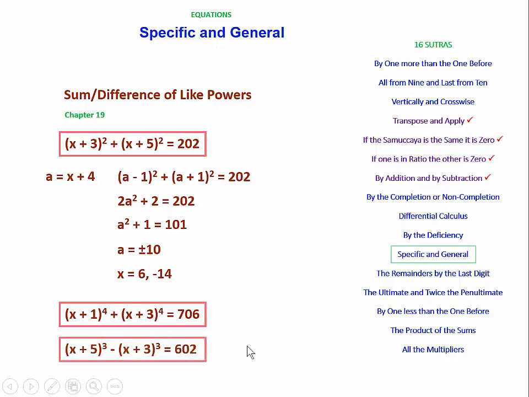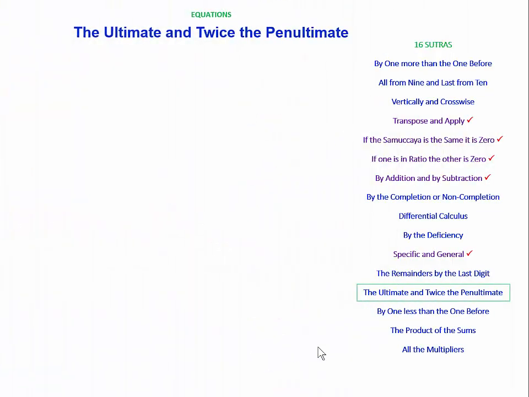Also, we can apply it in this case here, where we've got cubics, and we can use the average there as well. The ultimate and twice the penultimate. Sopantia dvayamantiam.